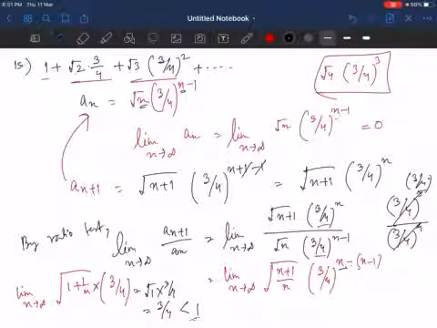Less than 1. So by doing the ratio test we are getting this value as less than 1. So the sequence is convergent. It's convergent. So this is how we prove the sequence to be convergent or divergent if the sequence is neither AP nor GP.